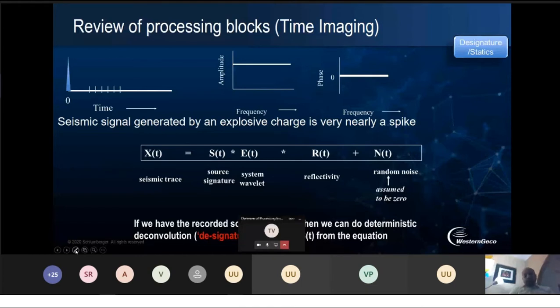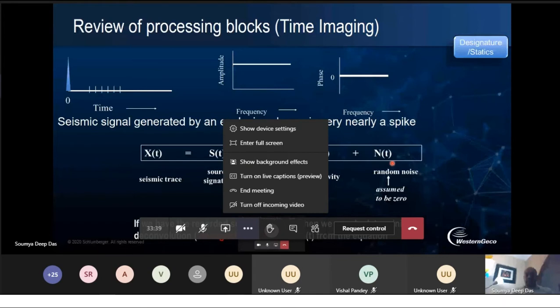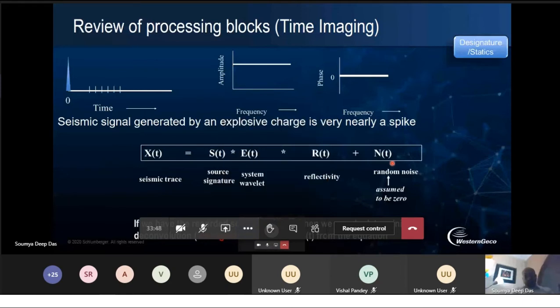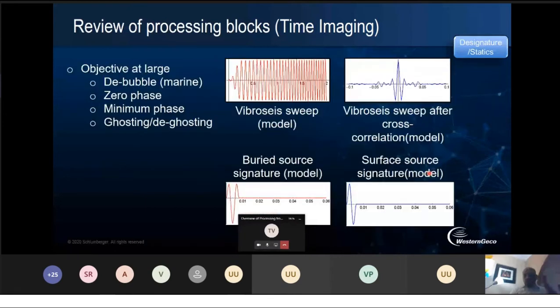Going forward, the objectives of these designature processes are very common. Debubble is one of the processes in designature, which is mostly used in marine, where we have the bubble effect, which we have to remove. Geophasing is an obvious process, where minimum phase is needed, based on the processing, like before decon. And important is ghosting and deghosting. This is a very important topic nowadays.